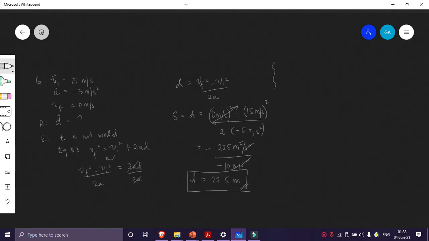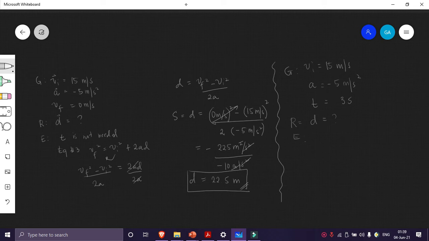So, gagawin natin, given natin is VI equals 15 meters per second. Acceleration natin is negative 5 meters per second square. And yung time na 3 seconds. Okay? Then, we are required to find the displacement. And for the equation, wala tayong VF. Hindi natin nilagay si VF.